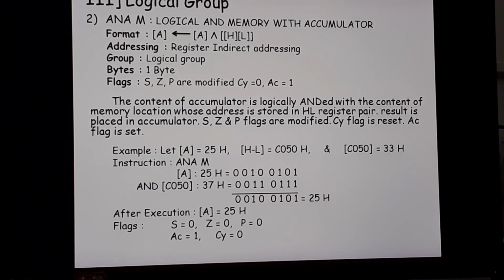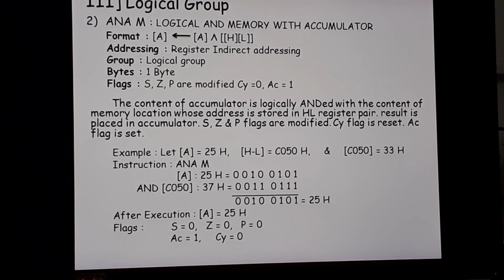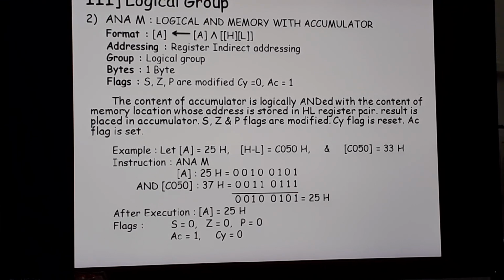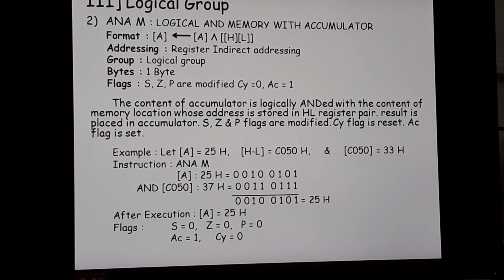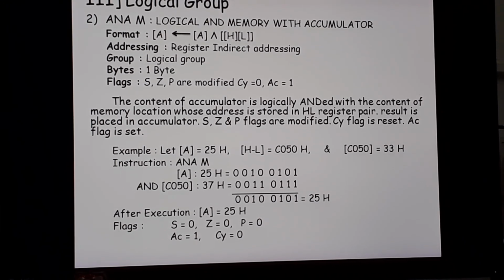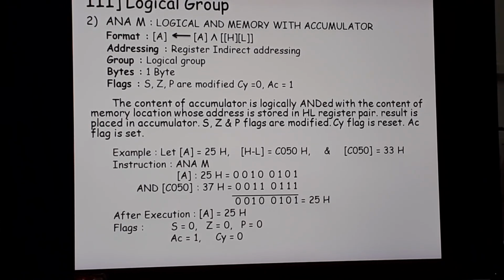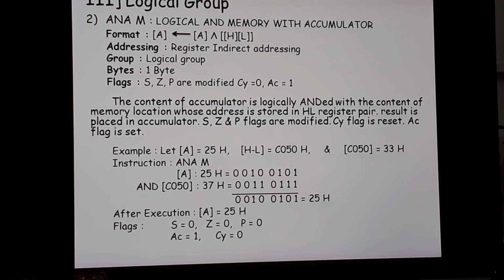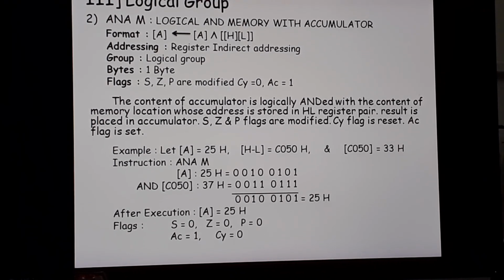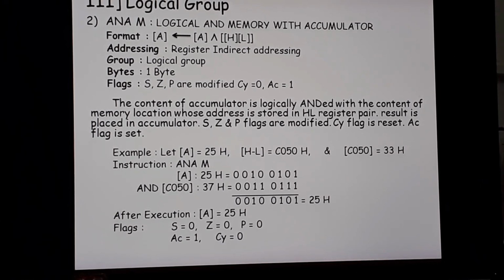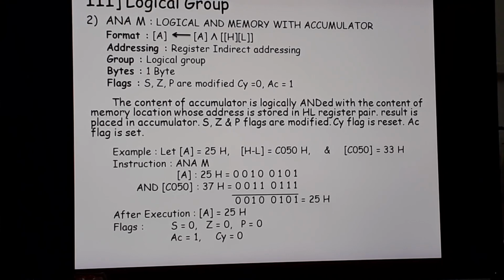Okay, so 37: the binary number I have written for 3 is 0011, and 7 is 0111. So the ANDing operation: 1 into 1 is 1, 1 into 0 is 0, 1 into 1 is 1, 0 into 0 is 0, 1 into 0 is 0, 1 into 1 is 1. Only if both the numbers are 1, then the result will be 1. If one of the digits is 0, then 0 into anything is always 0.